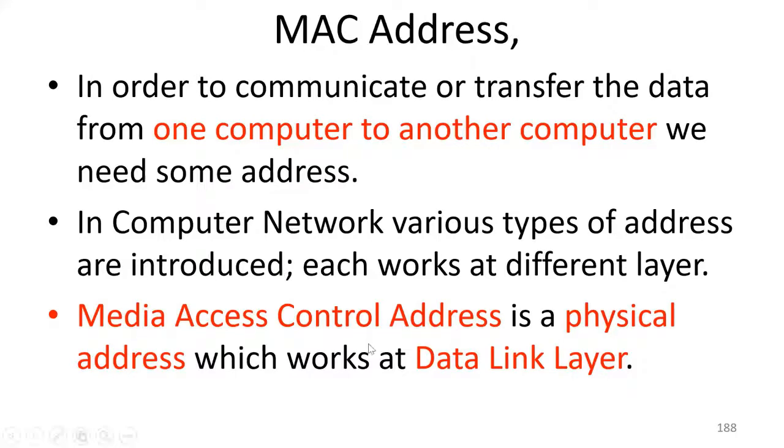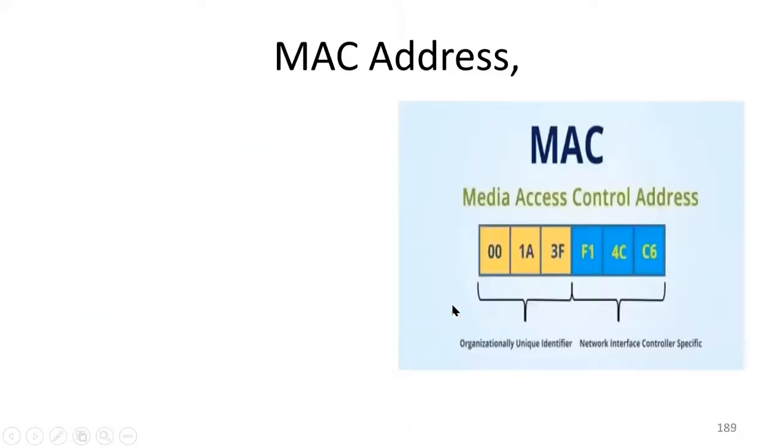MAC address is a physical address which works at the data link layer. If you see the diagram here, you have 6 groups of digits. These represent a MAC address. If you buy any item, like a mobile phone, the mobile phone has a MAC address. That means at the time of manufacturing the product, the company will give one address. That address we call a media access control address.